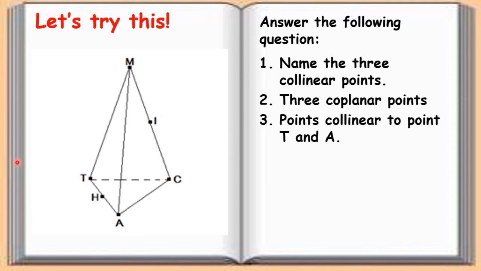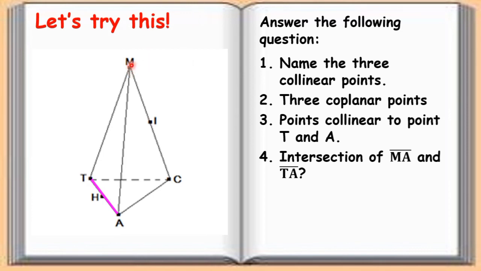Next question is, points collinear to point T and A. So this one is T and A. So the question is, what is or are the points that are collinear to points T and A? As you can see, there is point H that is collinear to T and A. So therefore, the answer is point H.